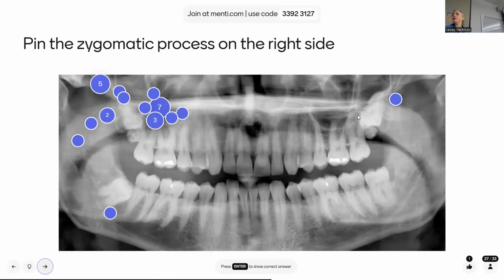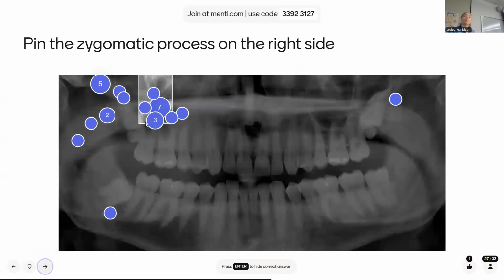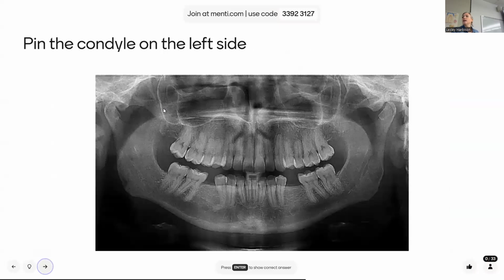So the zygomatic process, I'll show you over here on this side since it's not all pinned up. Do you see this J right here? It was clear on the right. That's the zygomatic process that I want you guys to recognize. There are other parts of the zygoma, but basically right where the 7 is, they landed right over it. The J kind of comes right down in here. So that's the zygomatic process.